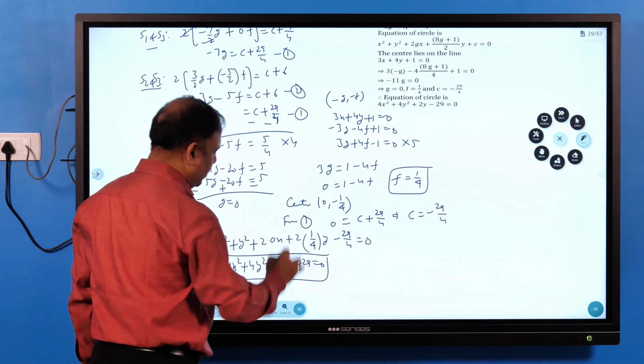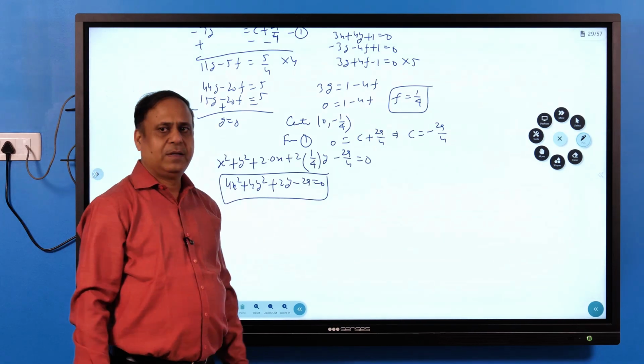So this will be the answer of that. This will be the orthogonal circle. So thank you.